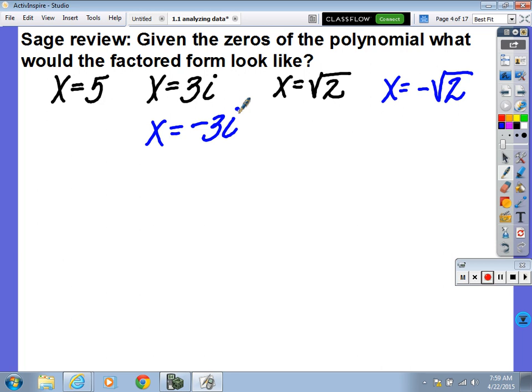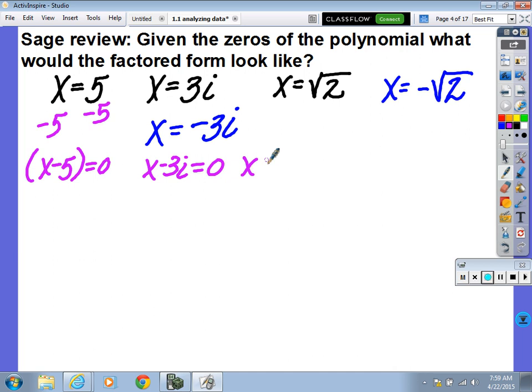So if these are the roots, then we've got to bring everything over, so these are each set equal to 0. So I'll do it in a different color. I'm going to subtract 5 from both sides, so we have x minus 5 is equal to 0. We're going to subtract 3i, so we'll have x minus 3i is equal to 0. I'm going to add 3i, so I'm going to have x plus 3i is equal to 0.